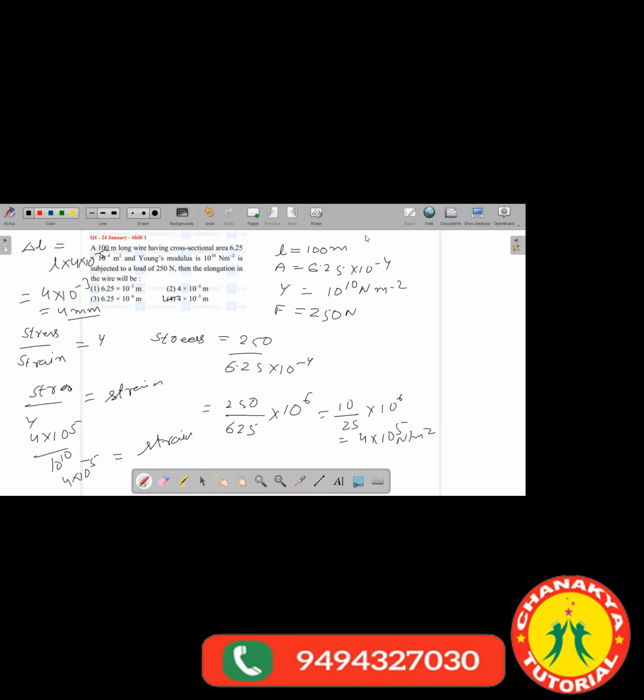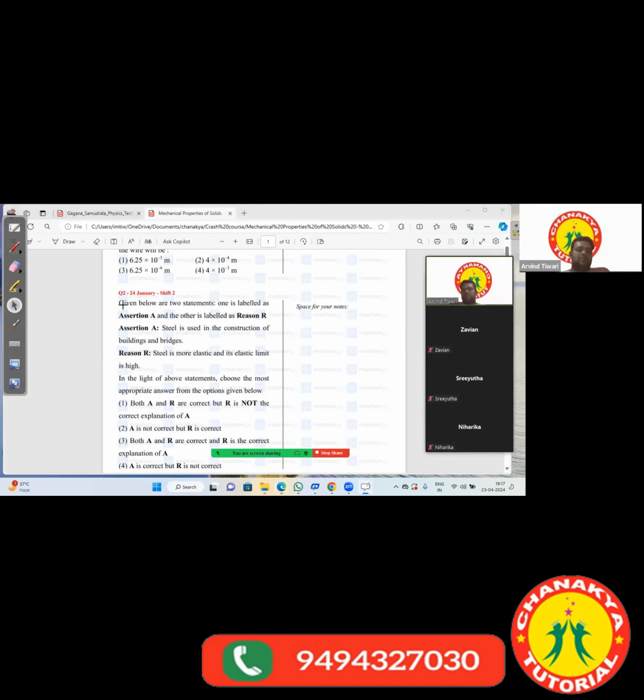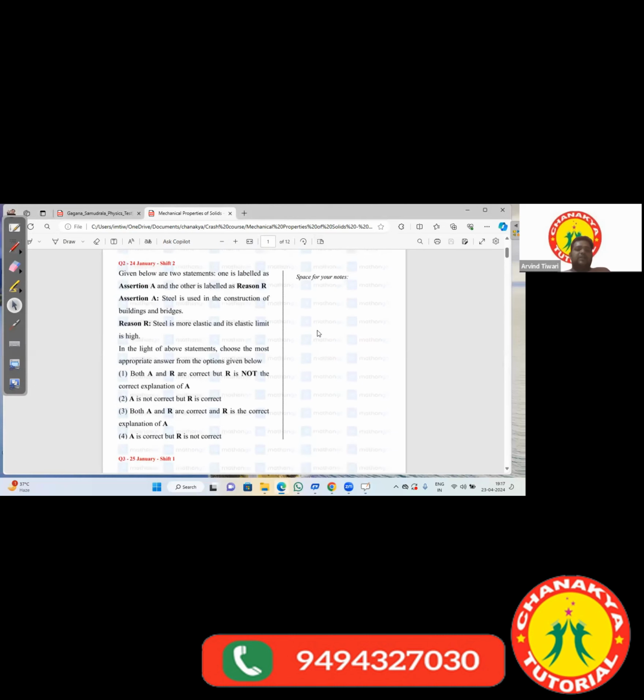Okay. So our next question is, you have assertion A. Assertion A: steel is used in the construction of buildings and bridges. And reason R: steel is more elastic and its elastic limit is high. In the light of the above statements, choose the most appropriate answer from the given options.